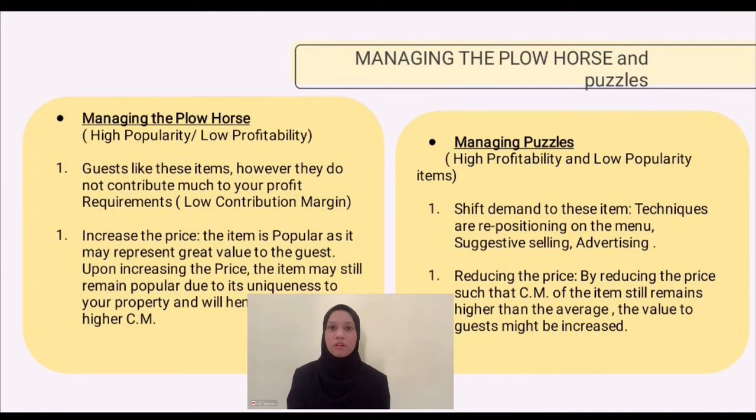Managing the plow horse, high popularity and low profitability. Guests like these items, however, they do not contribute much to your profit. Requirement: low contribution margin, so increase the price. The item is popular as it may represent great value to the guests. Upon increasing the price, the item may still remain popular due to its uniqueness to your property.